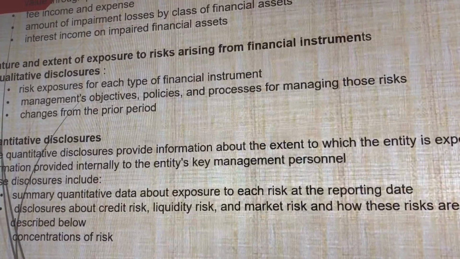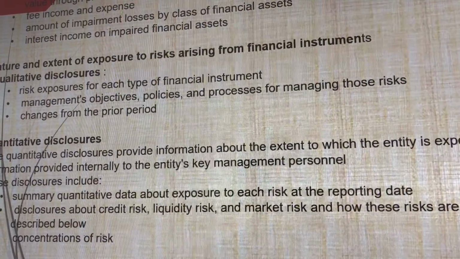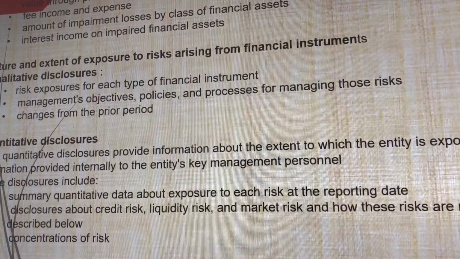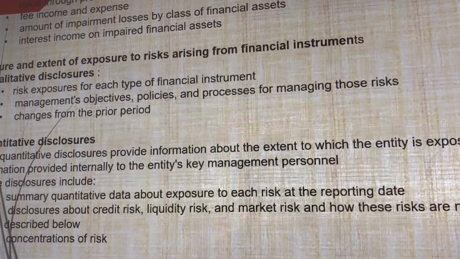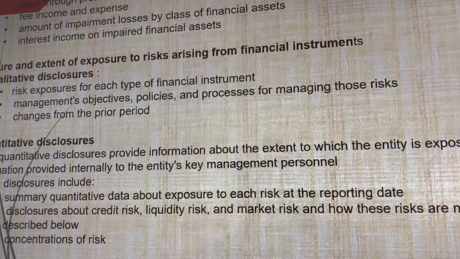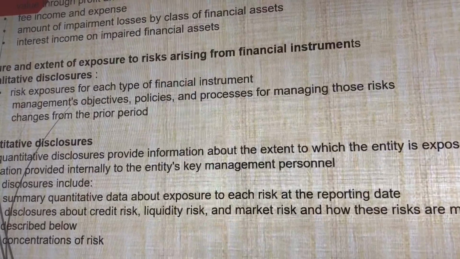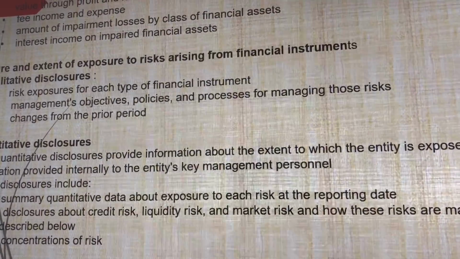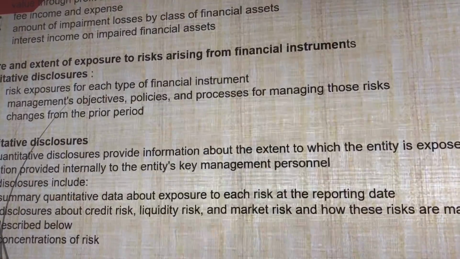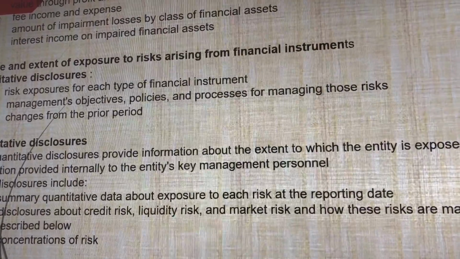Other income statement related disclosures include the impairment losses from the financial assets and the interest income on impaired financial assets. Now we talk about the nature and extent of exposure to risk arising from the financial instruments. We have 2 types of disclosure: 1, the qualitative disclosure, and 2, the quantitative disclosure.